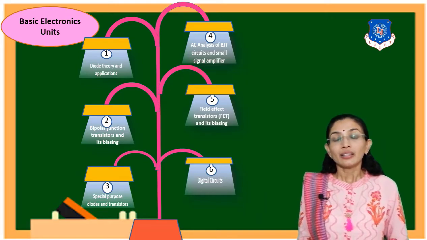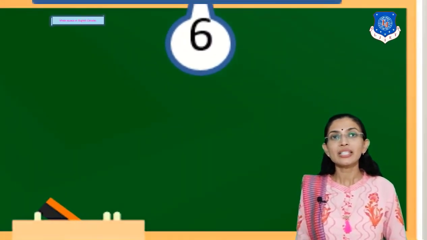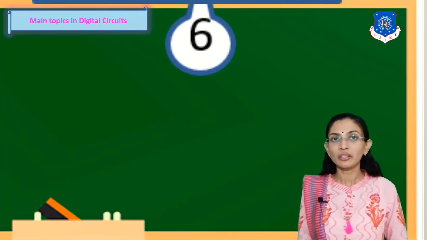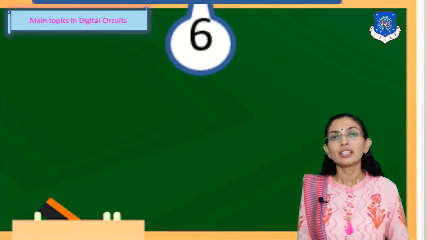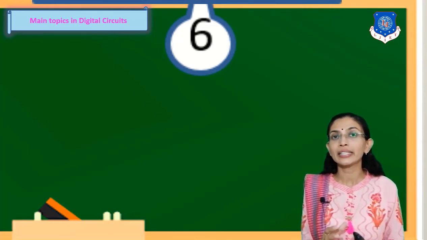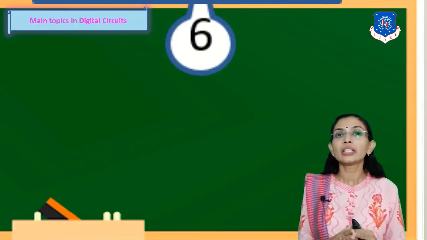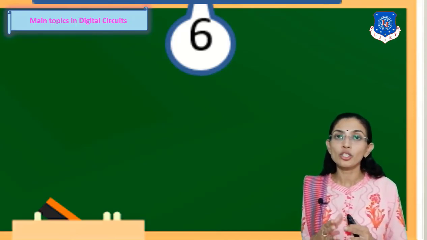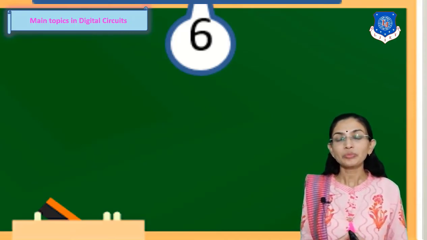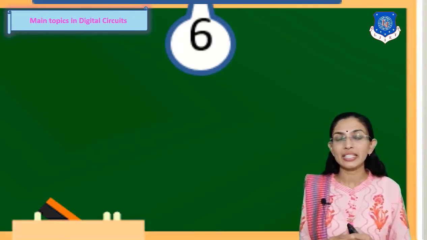Now let us see the next chapter's main topics, to be covered in digital circuits. Chapter number 6 will be digital electronics, the digital circuits, in which we will study the digital components like logic gates, universal gates, and different logic families.